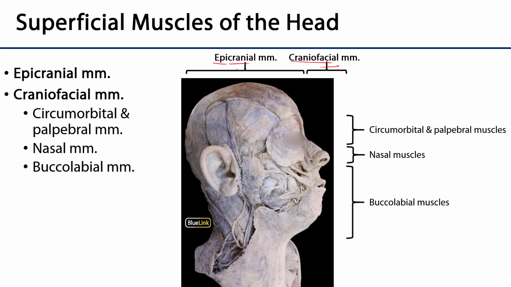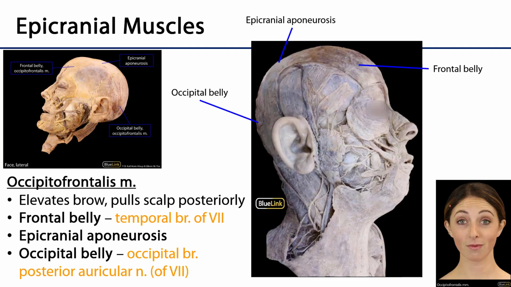So for instance, surrounding the orbit and palpebral fissures are the circumorbital and palpebral muscles. Surrounding the nares and nose are the nasal muscles. And surrounding the oral fissure, so the labia and the buccal or cheek regions, are the buccolabial muscles. So let's take this group by group.